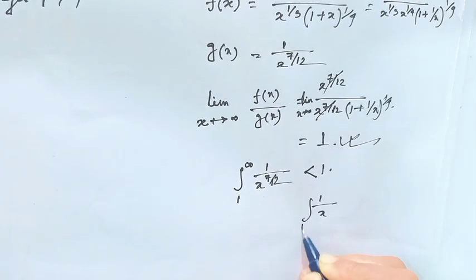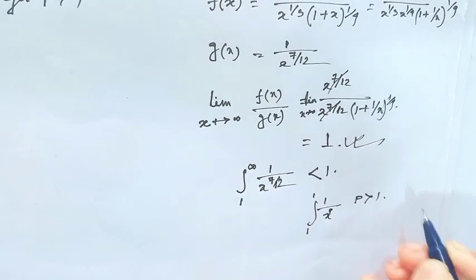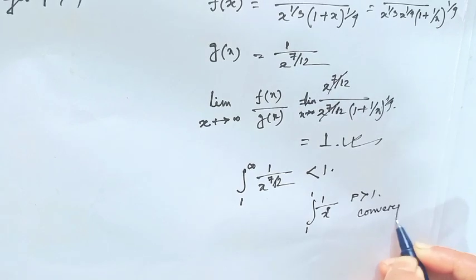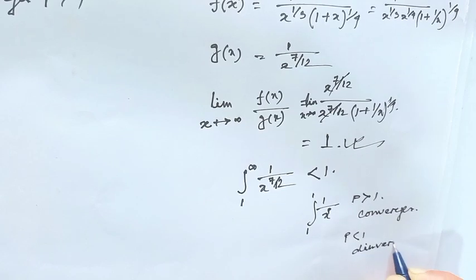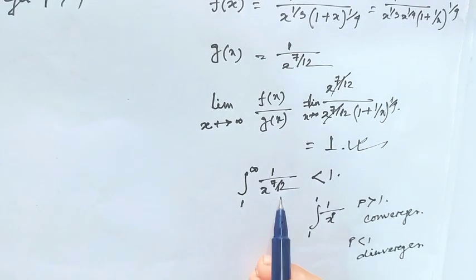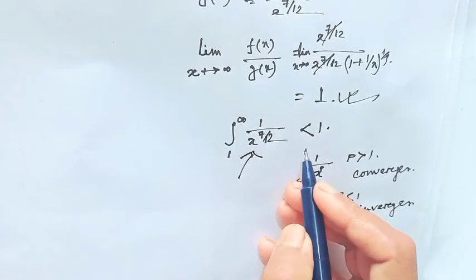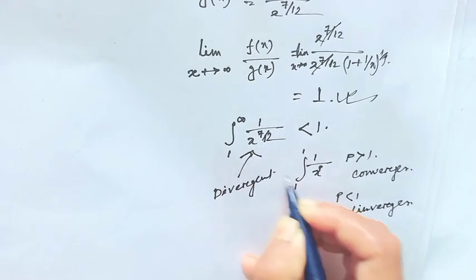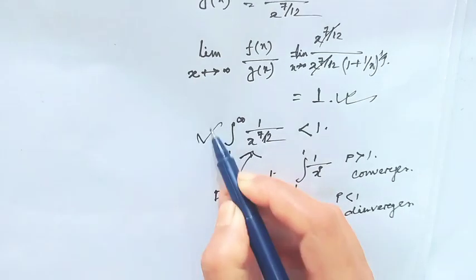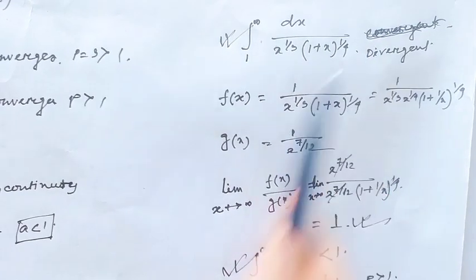the integral from 1 to infinity of x to the power p converges when p is greater than 1, and when p is less than 1, this integral diverges. Since here p is less than 1, by the p test we can tell this improper integral is divergent. So since this integral is divergent, that means our given integral is divergent.